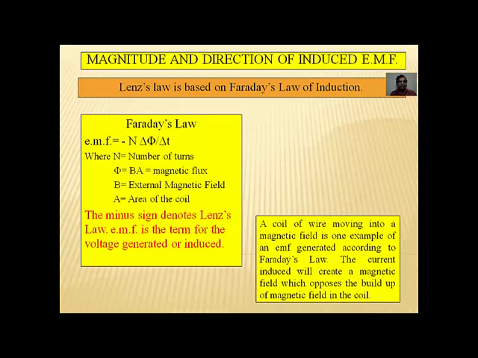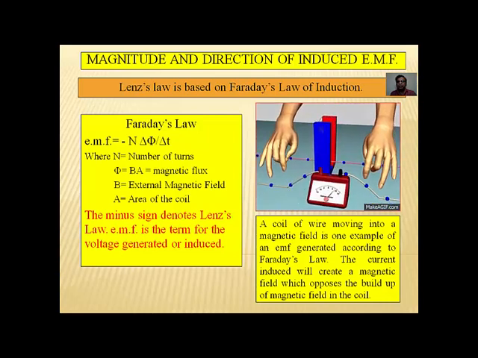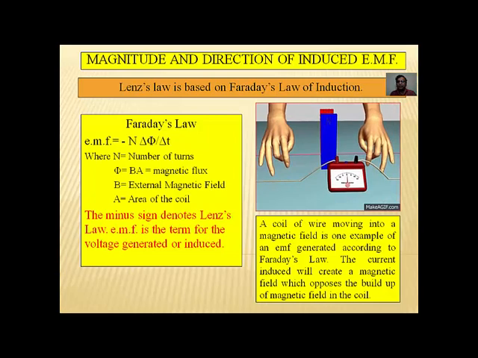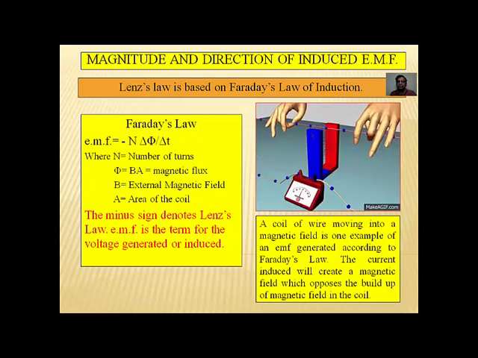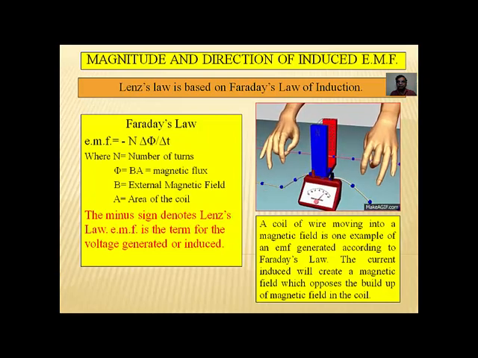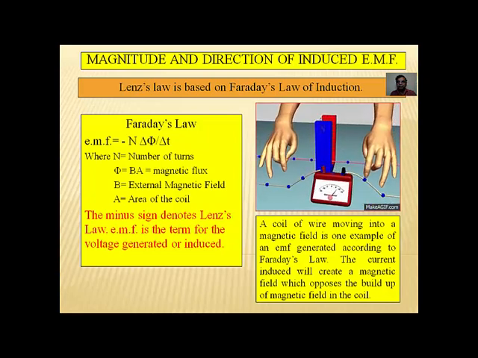EMF is the term for the voltage generated or induced. A coil of wire moving into a magnetic field is one example of an EMF generated according to Faraday's law. The current induced will create a magnetic field which opposes the buildup of magnetic field in the coil.